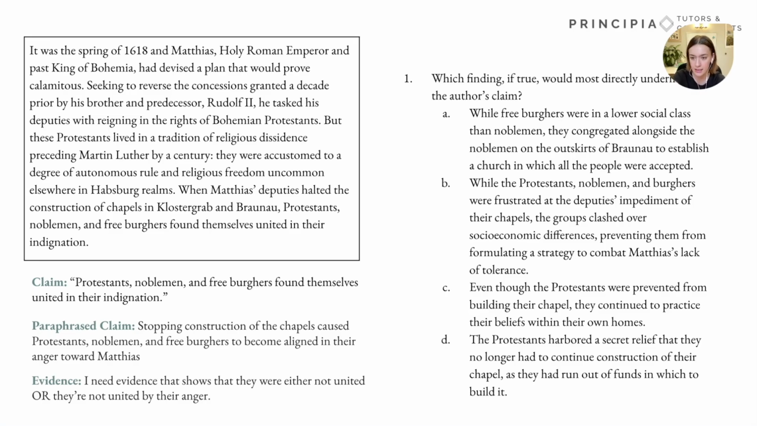That's not going to be our answer. D says, the Protestants harbored a secret relief that they no longer had to continue construction of their chapel, as they had run out of funds in which to build it. This is way too extreme. This doesn't build off of anything we've learned within the paragraph. So the answer choices aren't going to just be any information goes. They have to stem from things we're maybe thinking about already within the paragraph. So D is not going to work as our answer. Therefore, B is going to be the correct answer.